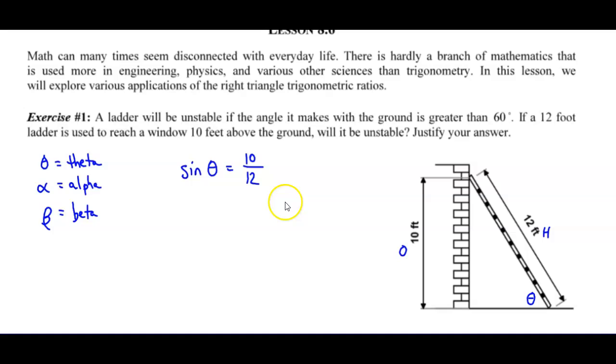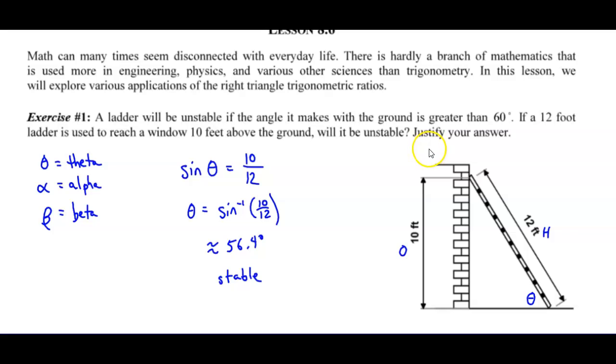Okay, simple enough. So from there, what I want to do is just do an inverse sine so that I can get theta out of that function and by itself. So theta is going to equal inverse sine of that ratio 10/12. And when I do that inverse sine, I'm getting approximately 56.4, which means that that ladder was stable, right? Because it had to be no greater than 60. So I've just proven that it's okay to this point.